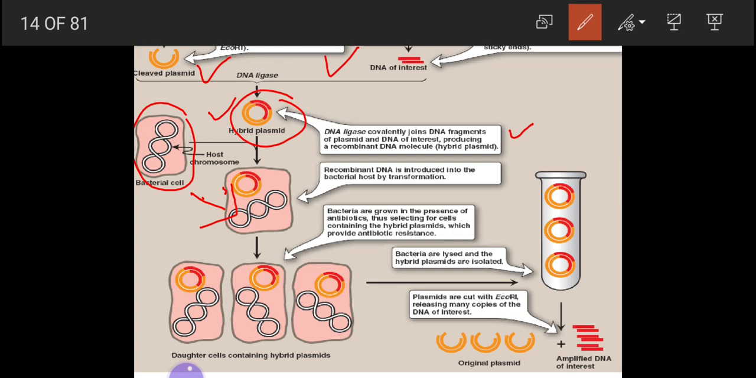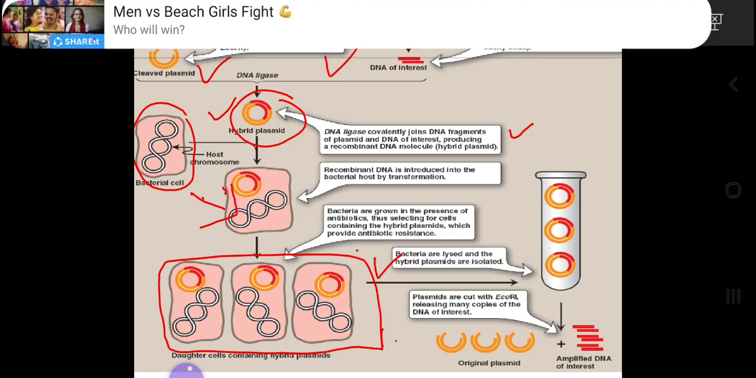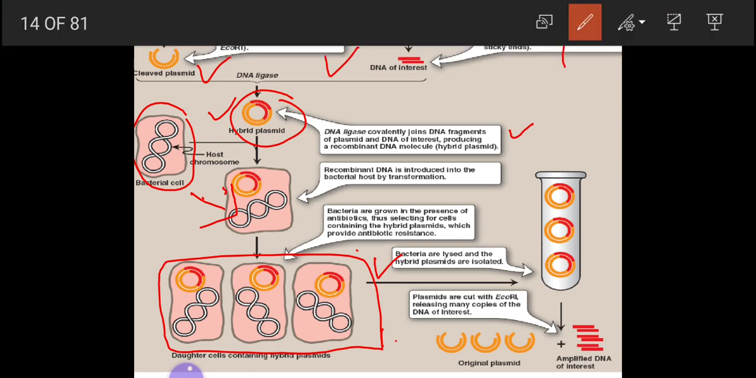When this bacteria multiply, our recombinant plasmid will also multiply. So we will get a number of copies of our plasmid which contain our DNA of interest. Then, in this step, when we have a lot of bacteria with our plasmid, these bacterial cells are lysed so that the hybrid plasmids are isolated.